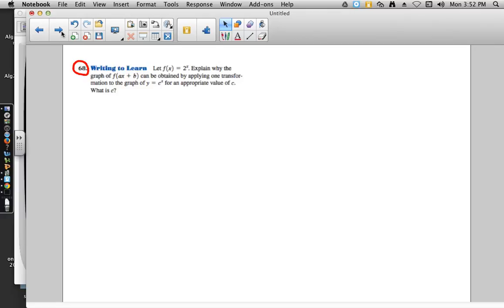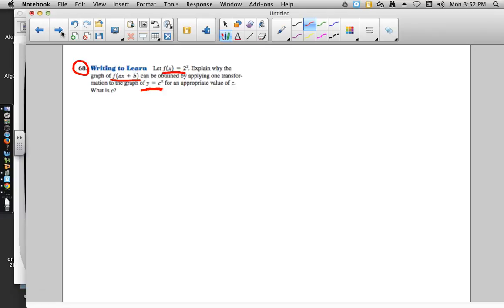Now, if you asked about the next set of problems here, it was usually because you must have missed something in the instructions. There's a lot to keep track of here. So this one says let f of x equal 2 to the x. Sounds pretty basic there. That's our most basic exponential growth function. Explain why the graph of f of ax plus b can be obtained by graphing one transformation to the graph of y equals c to the x for an appropriate value of c. And what is c? Oh my goodness, look at all of that.